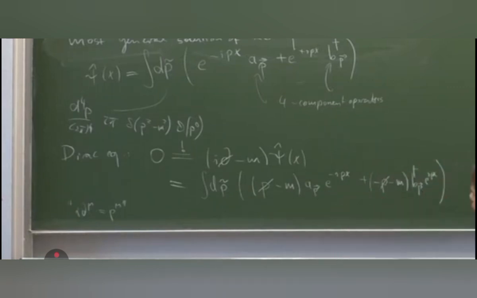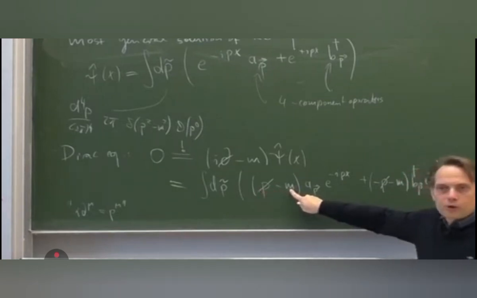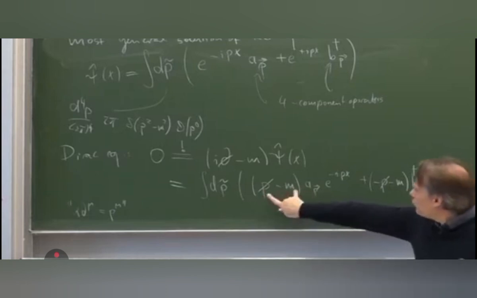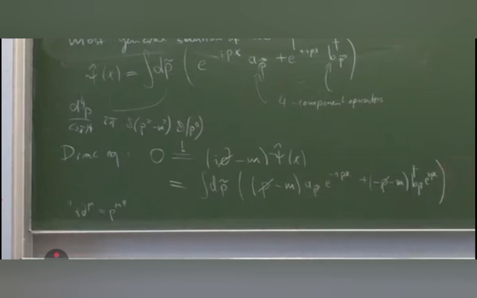And so now this is a matrix equation. P-slash is a 4x4 matrix, and m is the unit matrix times m. So we have a matrix times this 4-component operator equal to 0. This is a numerical equation between 4 operators. So it's like 4 linear combinations of our 4 operators have to give 0.